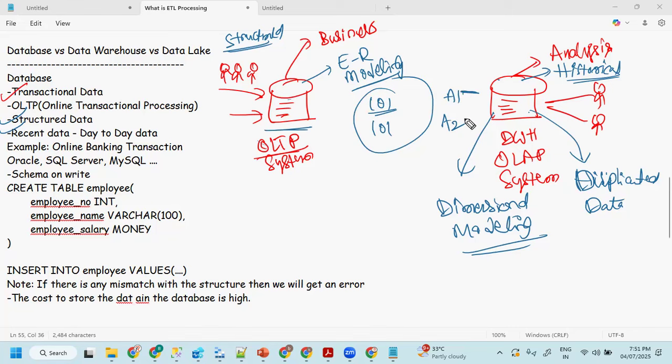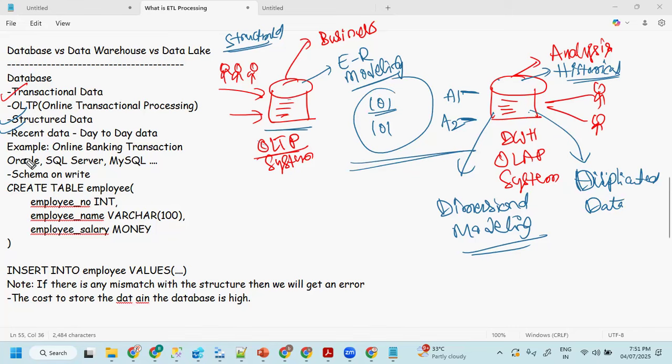So this is the old address and this is the new address. Old address is there and new address is there. So in that perspective, we can say this system is going to have duplicated data. Otherwise, we cannot track it. We cannot analyze your business if you don't have historical data.